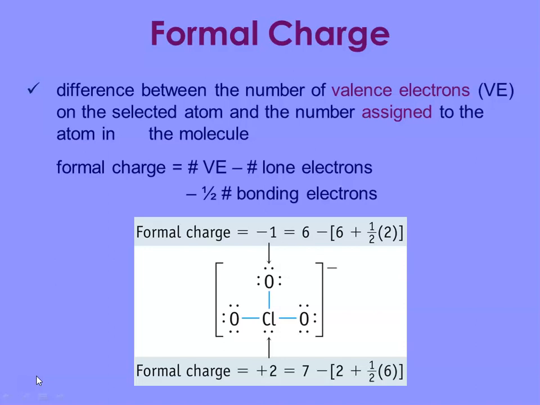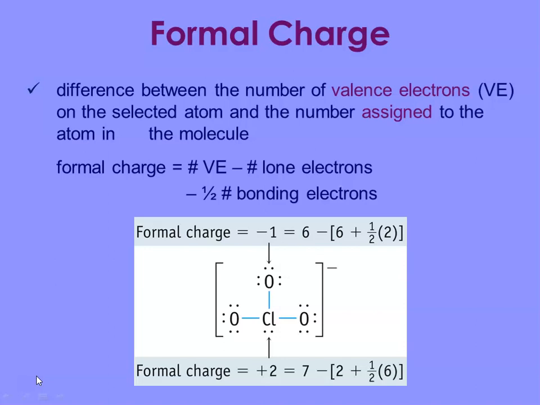So 6 plus 1 would give me 7, and 6 minus 7 gives me a formal charge of -1 for all of my oxygens. With chlorine, it normally has 7 valence electrons. It only had 2 lone electrons in this molecule, and it has 6 electrons that are involved with bonds. Half of those 6 belong to chlorine, so that would be 3. 2 plus 3 is 5, and 7 minus 5 would give me a formal charge of +2.